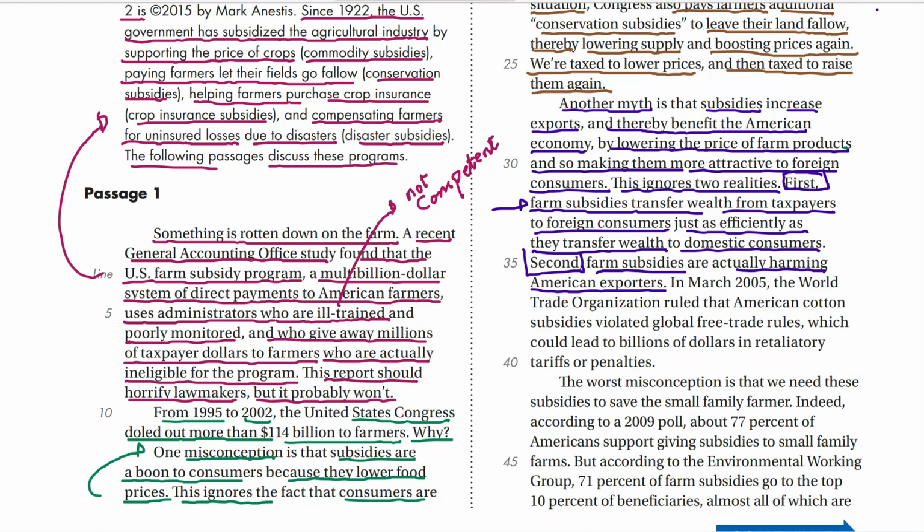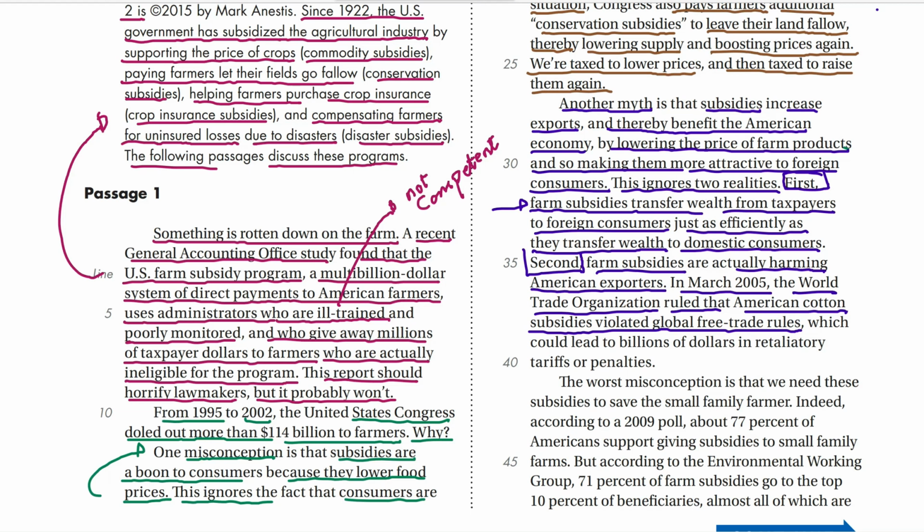Why are they harming American exporters? We need to understand, and there is an example here. In March 2005, the World Trade Organization ruled that the American cotton subsidies violated global free trade rules. What are the global free trade rules? They are the rules of the global free market, that everybody exports to everybody. Why? Because you, as the American government, gave subsidies to the farmers for your products, so you reduce the prices, so you exported more than other countries, whose products cost a lot of money, right? So that's not fair regarding the global free trade rules.